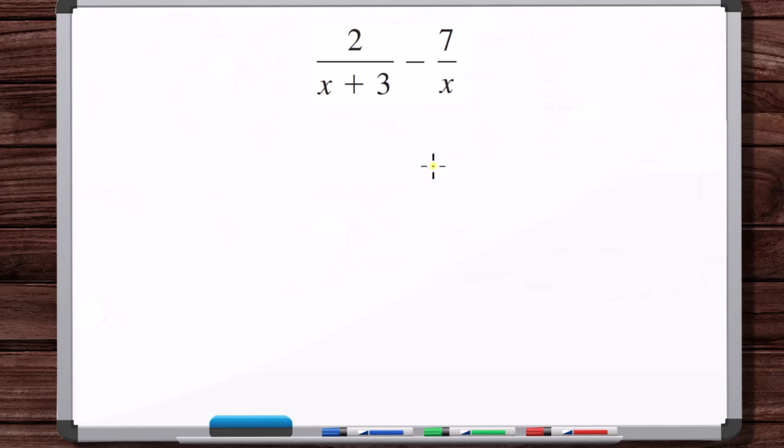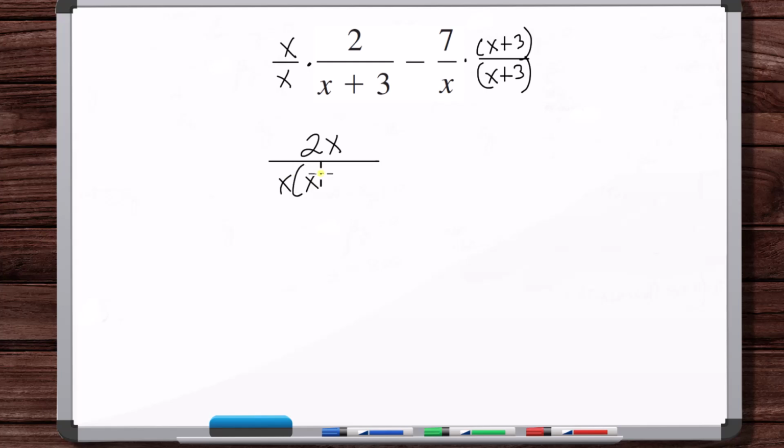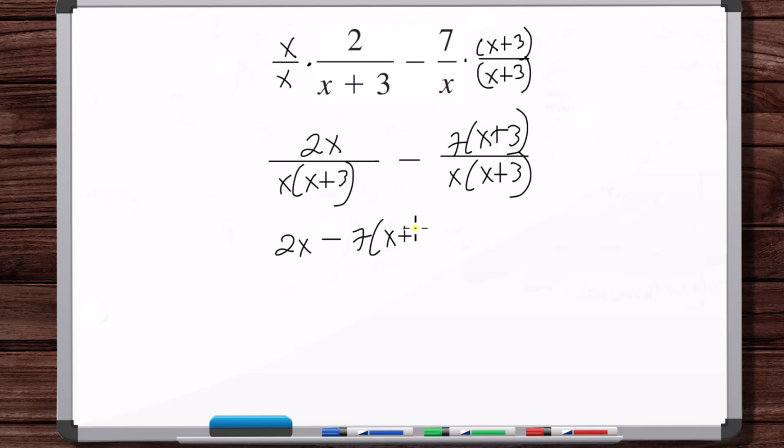Okay, so here the common denominator is going to be x times x plus 3. So we want to multiply this by x plus 3 over x plus 3, and this by x over x. But again, we haven't changed anything about the expression. We just multiplied this term by 1 and this term by 1. So we have 2x over x times x plus 3, and then we've got x, and 7 times x plus 3. So now we can combine these.